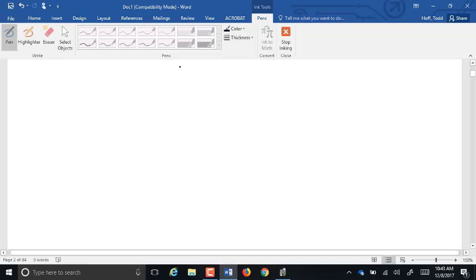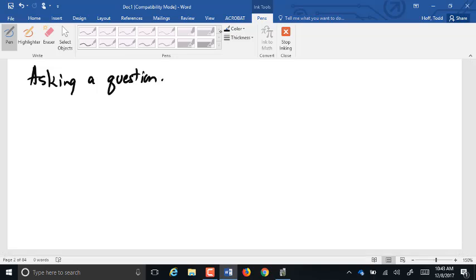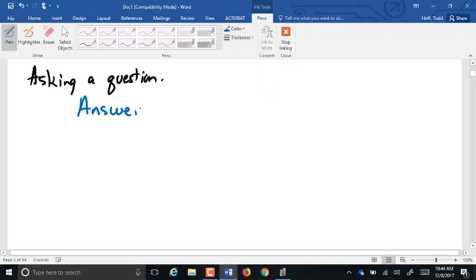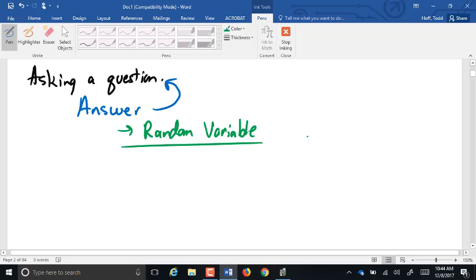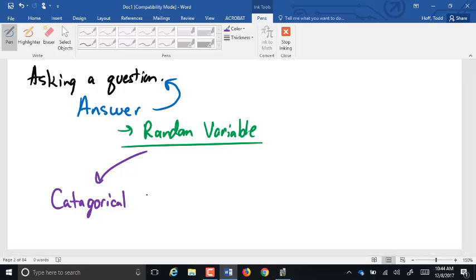Okay, so when we're exploring, when we're trying to learn about these things, we're asking a question. The answer to that question is what is referred to as a random variable. If I ask you what your favorite color is, your response, your favorite color, is the random variable. So we have two main types of random variables. We have categorical. A categorical variable puts you into a category. That answer puts you in a category. If you respond that your favorite color is red, you're put into the category of people that prefer red.